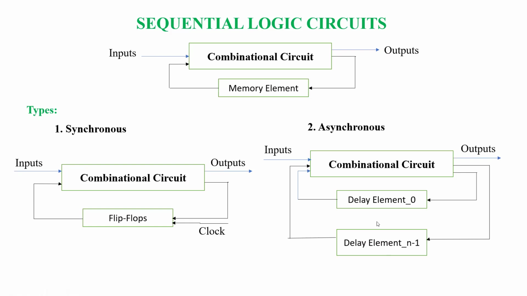That level trigger is given to only one latch, and the remaining latches are operated by the output of the previous latch. Due to that, we have delay here. How much delay we want to produce, that many delay elements we can connect. We can have multiple delay elements like this.